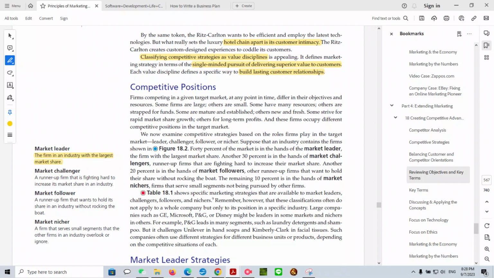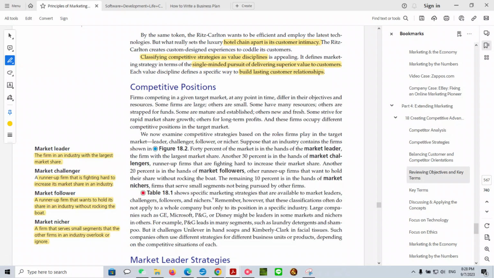That's like the number two. The market follower is a runner-up firm that wants to hold its share in the industry without rocking the boat. So they won't directly challenge the market leader. And then we have the market nicher, a firm that serves small segments that the other firms in the industry overlook or ignore. This is where you have to specialize, by being a market nicher.